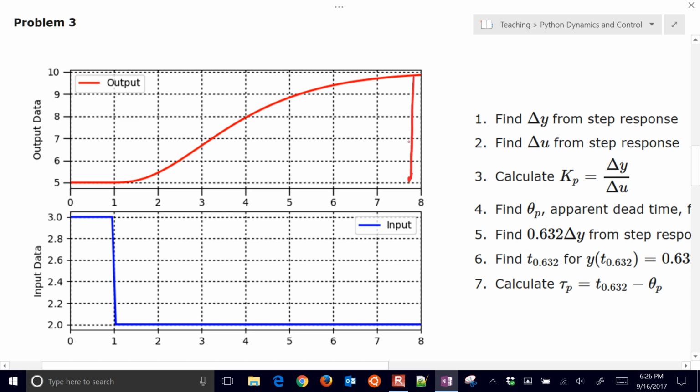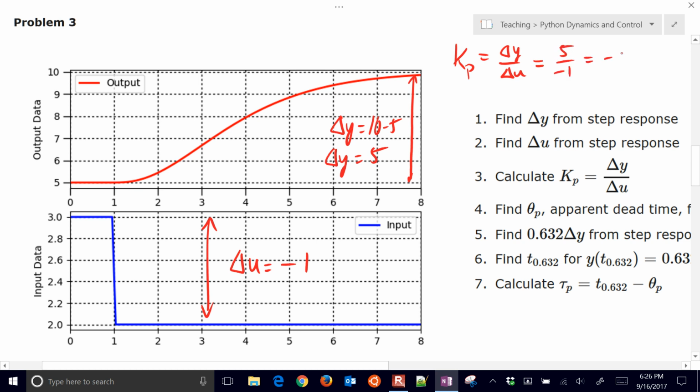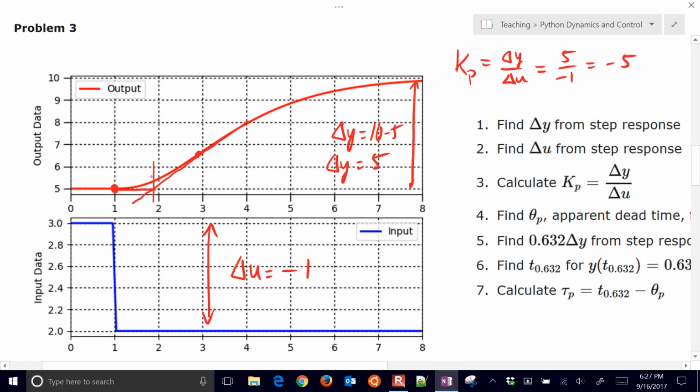We can see it asymptotically approaches 10, or actually this is going to be 10 minus 5. Delta y equals 10 minus 5, so delta y equals 5, and delta u equals -1. My gain is delta y over delta u, so it's going to be 5 divided by -1. I have a gain of -5. Let's look at the tangent to the inflection point. It starts right here and comes out. That gives us an apparent dead time of about 0.9 seconds. I'm just assuming this is in seconds even though it's not labeled.